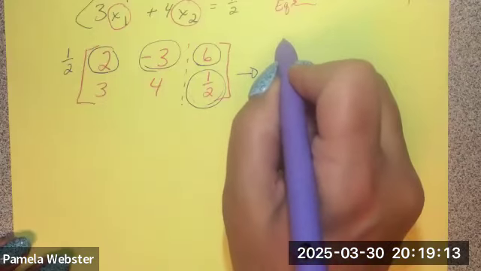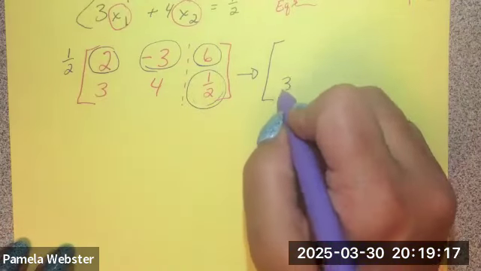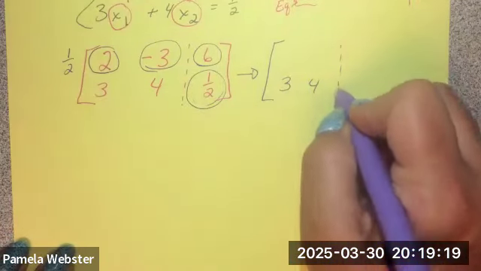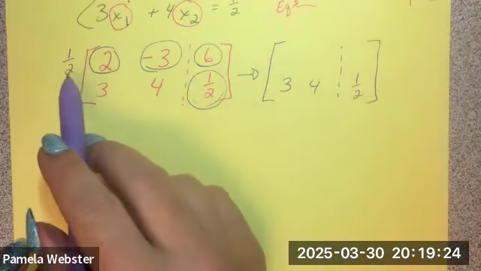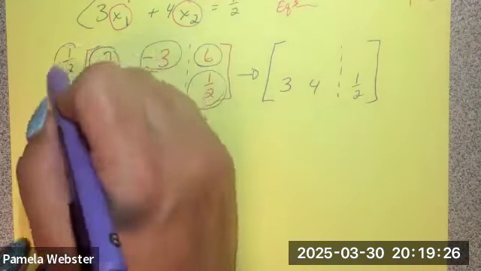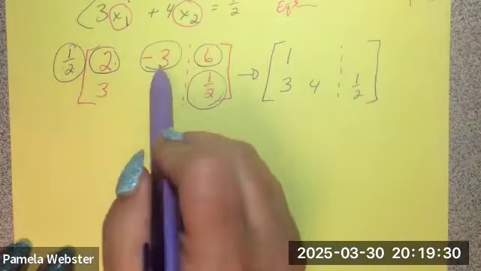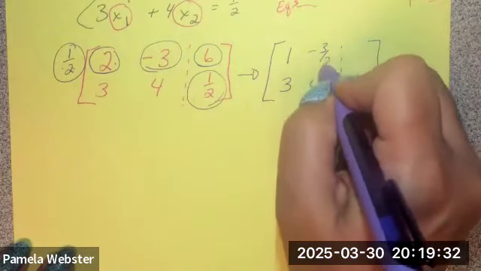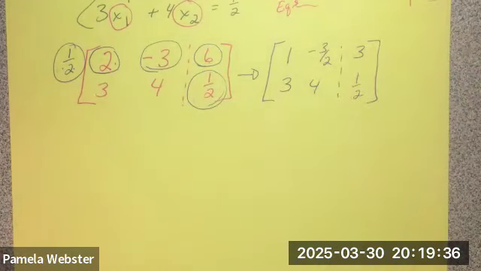All right. Am I doing anything to the second row? No, it's a 3, a 4, and a 1/2. So I'm just going to leave that second row alone. I'm only multiplying the top row by a 1/2. So 1/2 times 2 is 1. 1/2 times a -3 is -3/2. And 1/2 times 6, that's a 3. Like I said, sometimes fractions just happen and it's okay. We'll be okay. We'll get there.